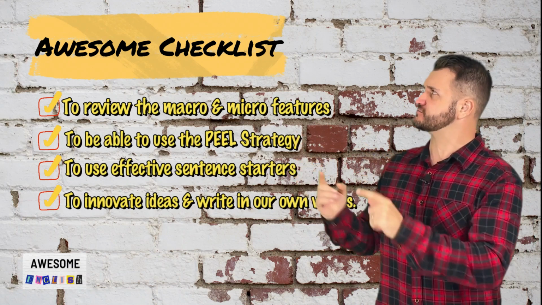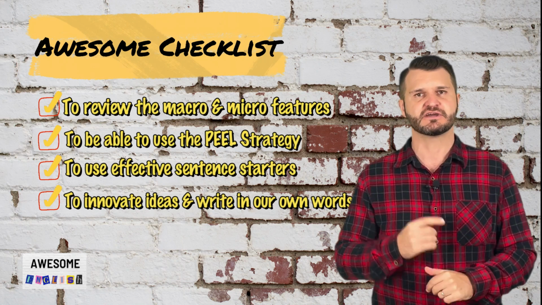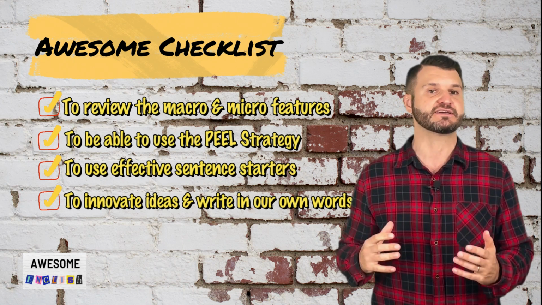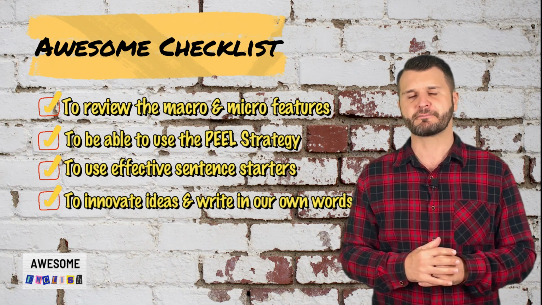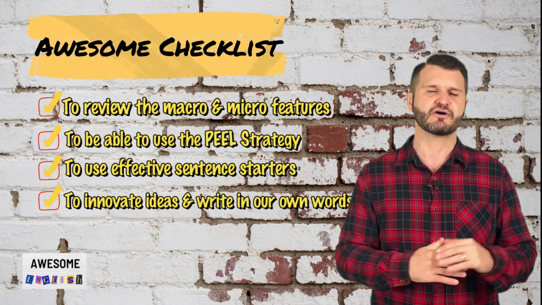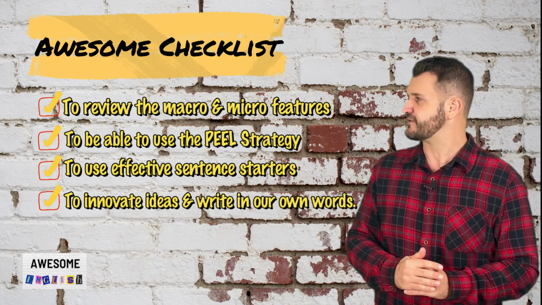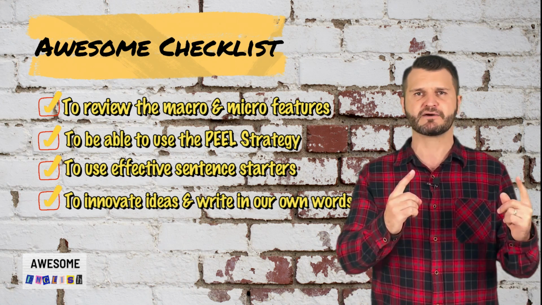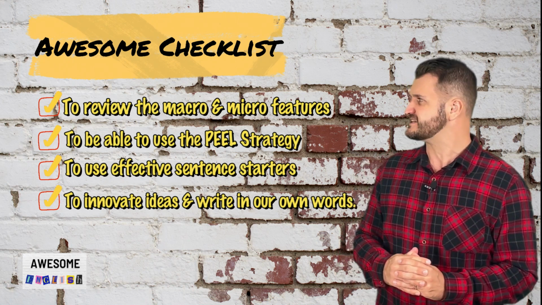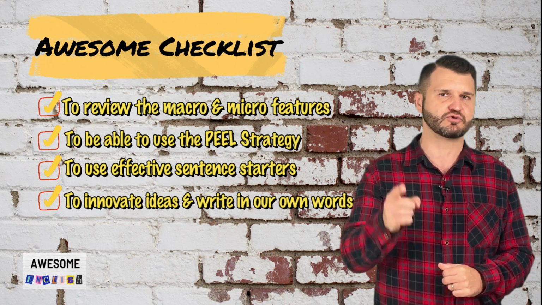Okay, welcome to our awesome checklist for today's lesson. These are the objectives we want to achieve by the end of the lesson. The first one is to be able to review the macro and micro features of an opinion essay. Then, to be able to use the Peel strategy to structure an awesome argumentative paragraph for the body section of our essay. The next one is to be able to use effective sentence starters to up-level our essay and make it awesome. And the final one is to be able to innovate ideas and write a paragraph in our own words. All right, let's get moving.